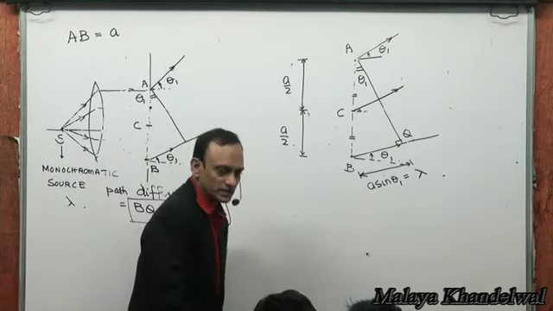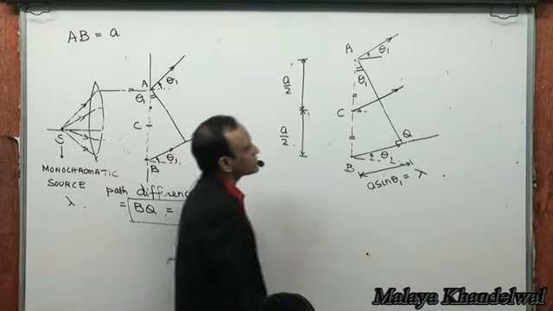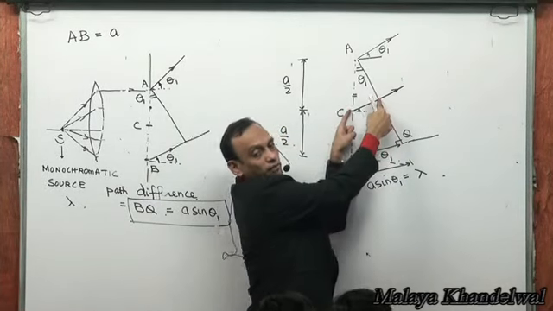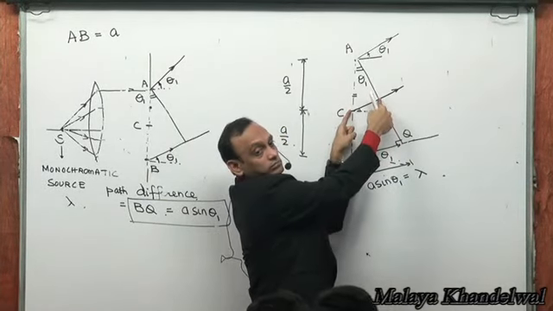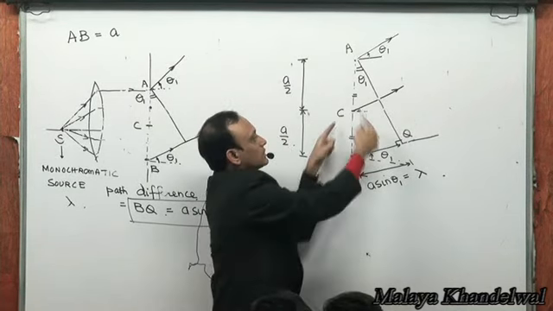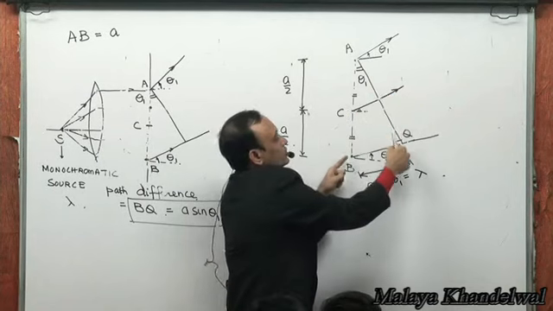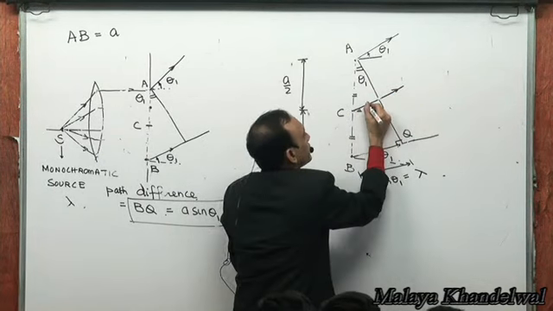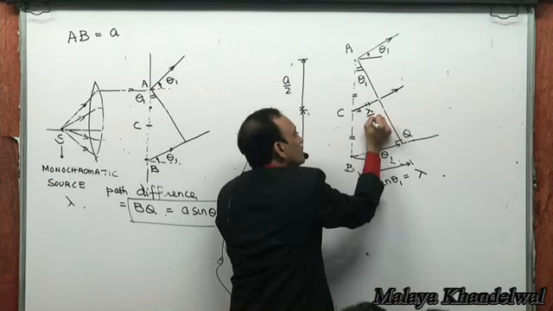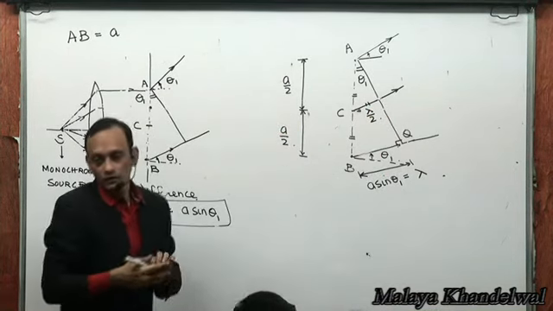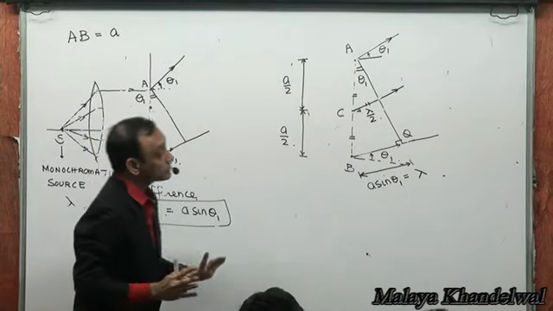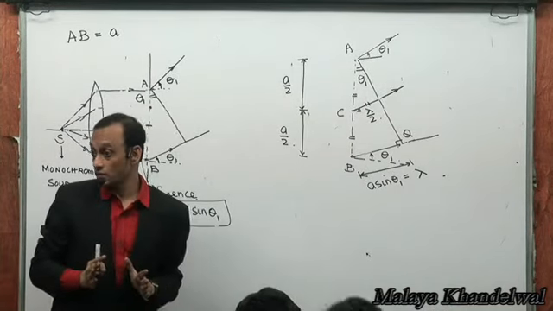Now, would you want to believe that if this length is lambda, this length will be lambda by 2? Yes or no? Similar triangles. This is halfway between them. So, if this length is lambda, then this length will be lambda by 2. Yes or no? Such is theta 1.